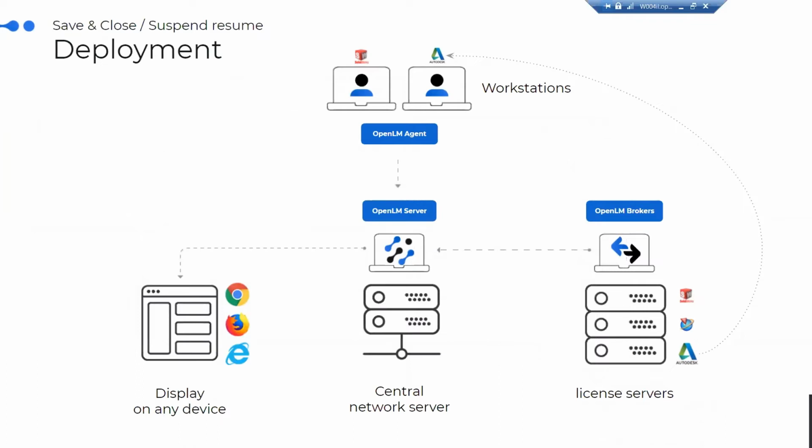So how does it all look? Basically, we've got the OpenLM server, which is the central component. You've got the brokers on the license servers themselves, and you'll have the agent on the workstations. Now, you don't have to go workstation by workstation, because you're probably thinking, well, I have 10,000 workstations, I'm not going to go one by one. You can, of course, roll it out using silent installation, using SCCM, using GPO. You can roll it out easily to as many machines as you want with a single click.